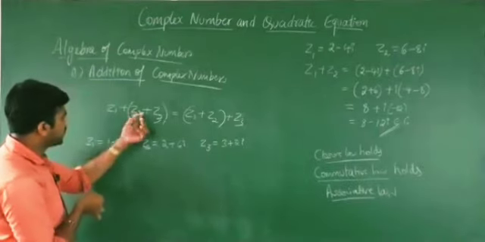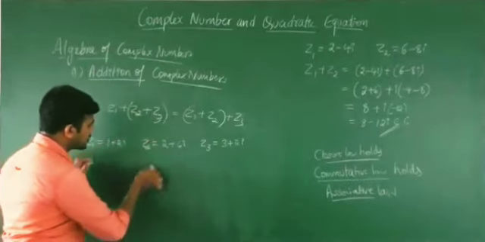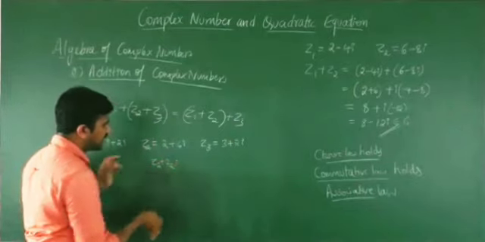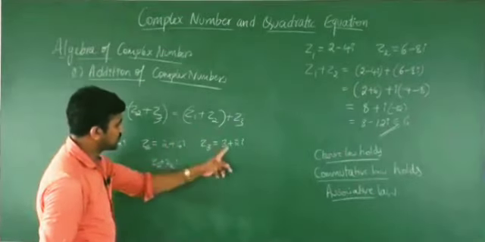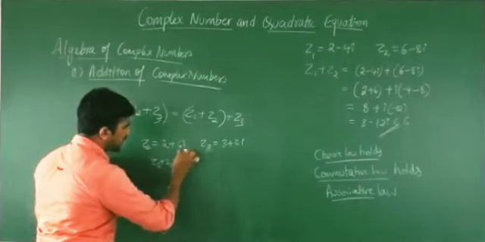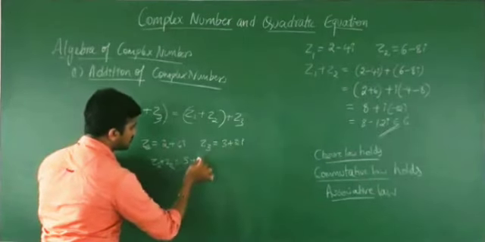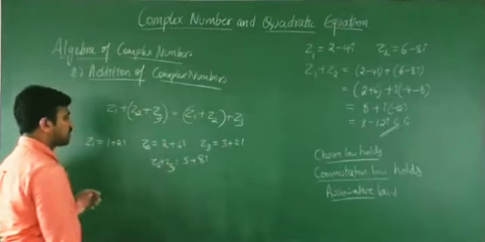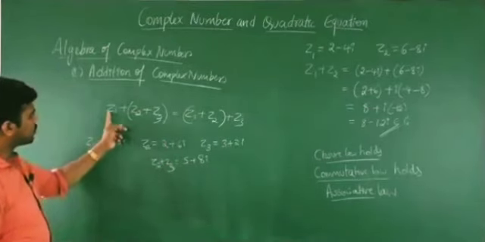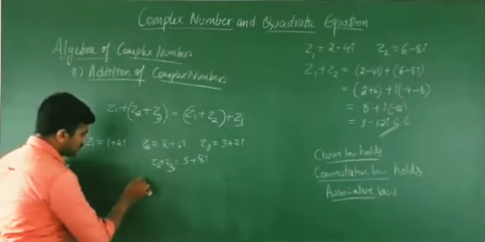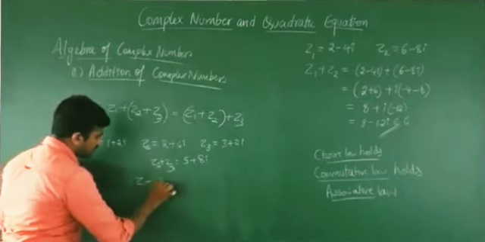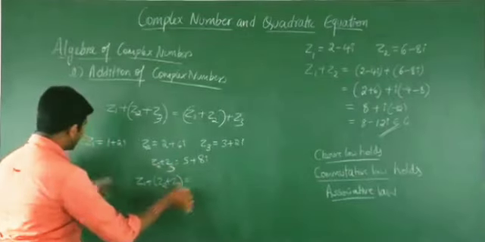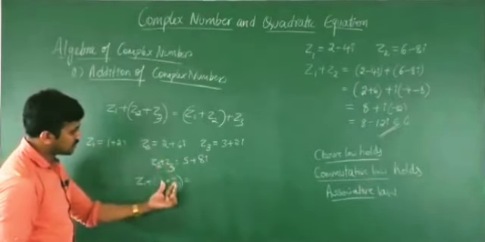Now first find Z2 plus Z3. Z2 plus Z3 is adding the real parts, 2 plus 3 is 5, plus adding the imaginary parts, 6 plus 2 is 8. This is Z2 plus Z3. Now I need to find Z1 plus Z2 plus Z3. So we need to add Z1 with this complex number. So what will we get? This is Z1 and this is Z2 plus Z3.